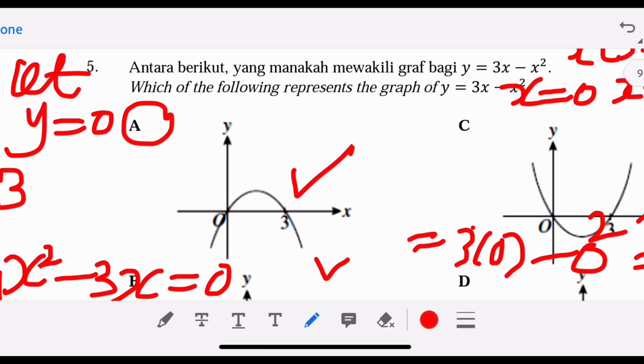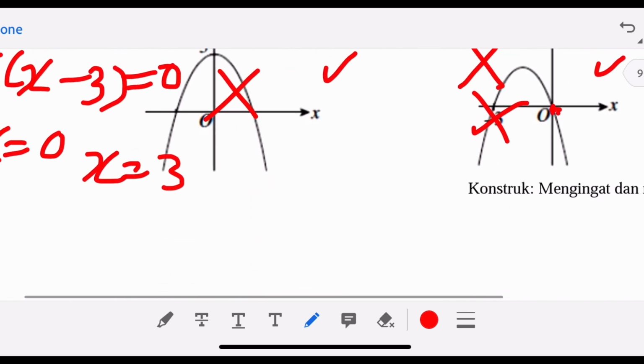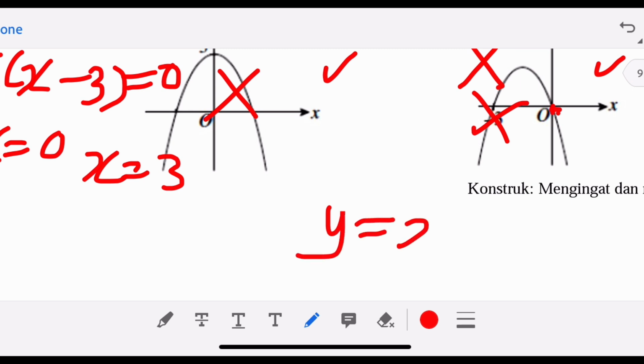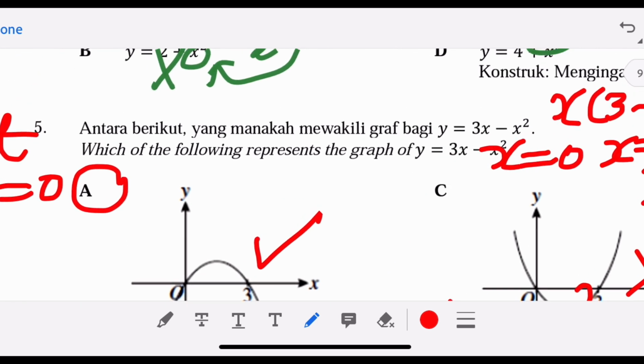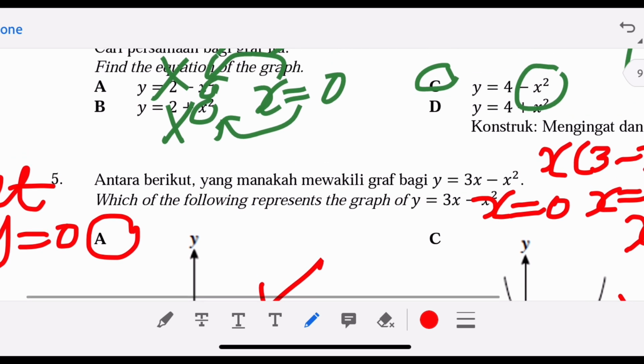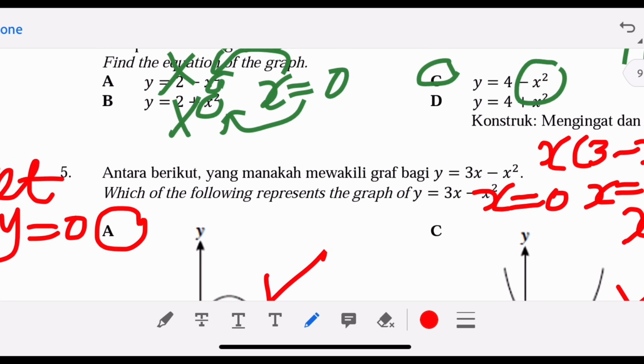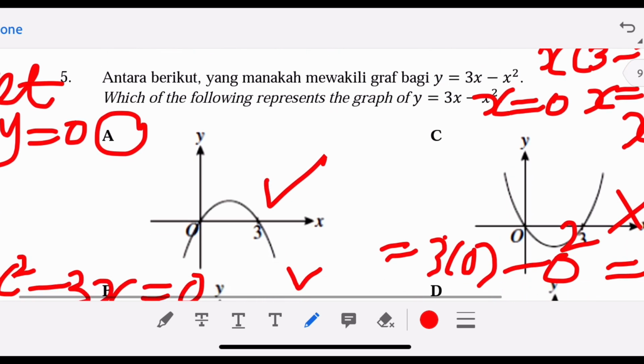Because I saw some of the students told me the answer is D. So if the answer is D, that means the x-intercept will be -3. So your equation will look like this, x plus 3, right? Then you will be referring to that graph. Our graph is x minus 3, or 3x minus x squared. Even if you let y be 0, you will still get x is 0 and x is 3. Alright, so the answer is confirmed to be A.